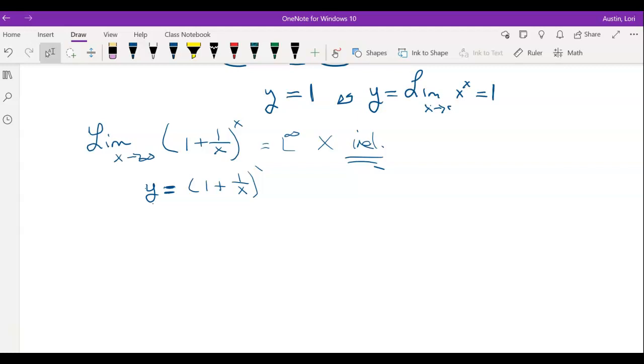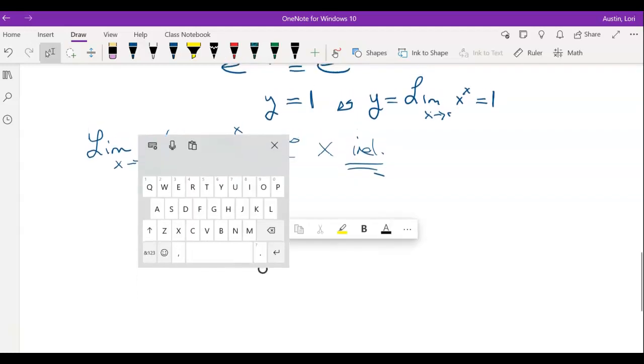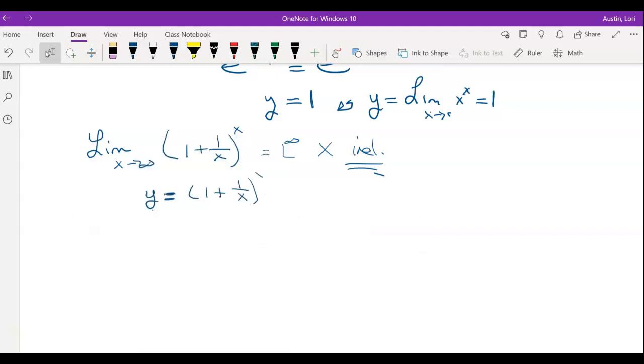And my pen that has brand new batteries in it is dying on me. Yay. Of course. Wait a minute, something happened. It always does this to me right in the middle of a lesson. All right, so that's limit. Sorry.